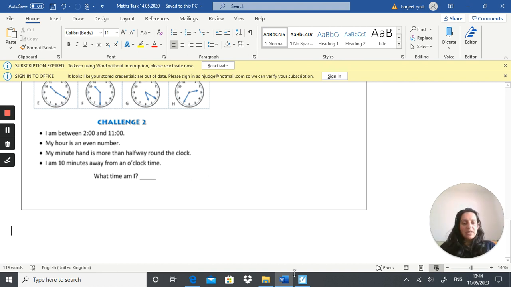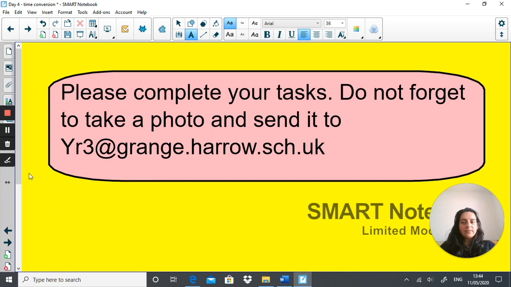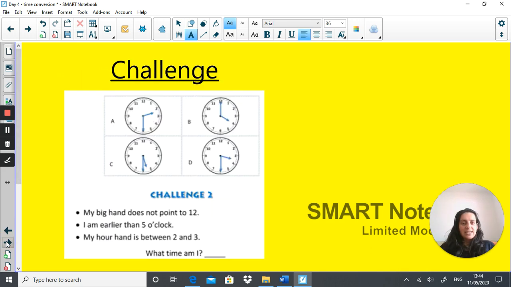Now going back to my smartboard, if you've completed all those tasks and you're still raring for more work on time, then have a look at this. Your challenge is similar to your task 4. My big hand does not point to 12. I am earlier than 5 o'clock. My hour hand is between 2 and 3. What am I? So which clock is it on the challenge?